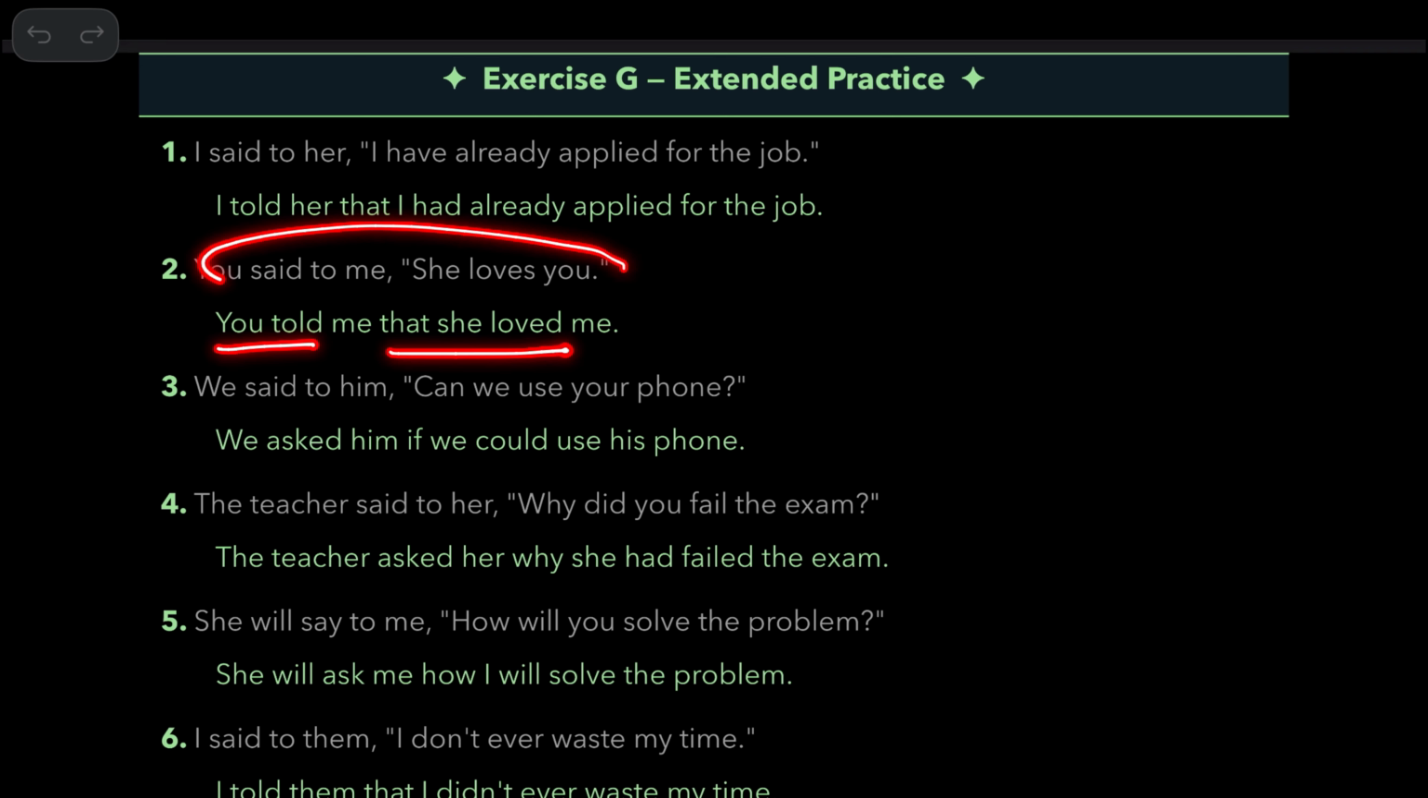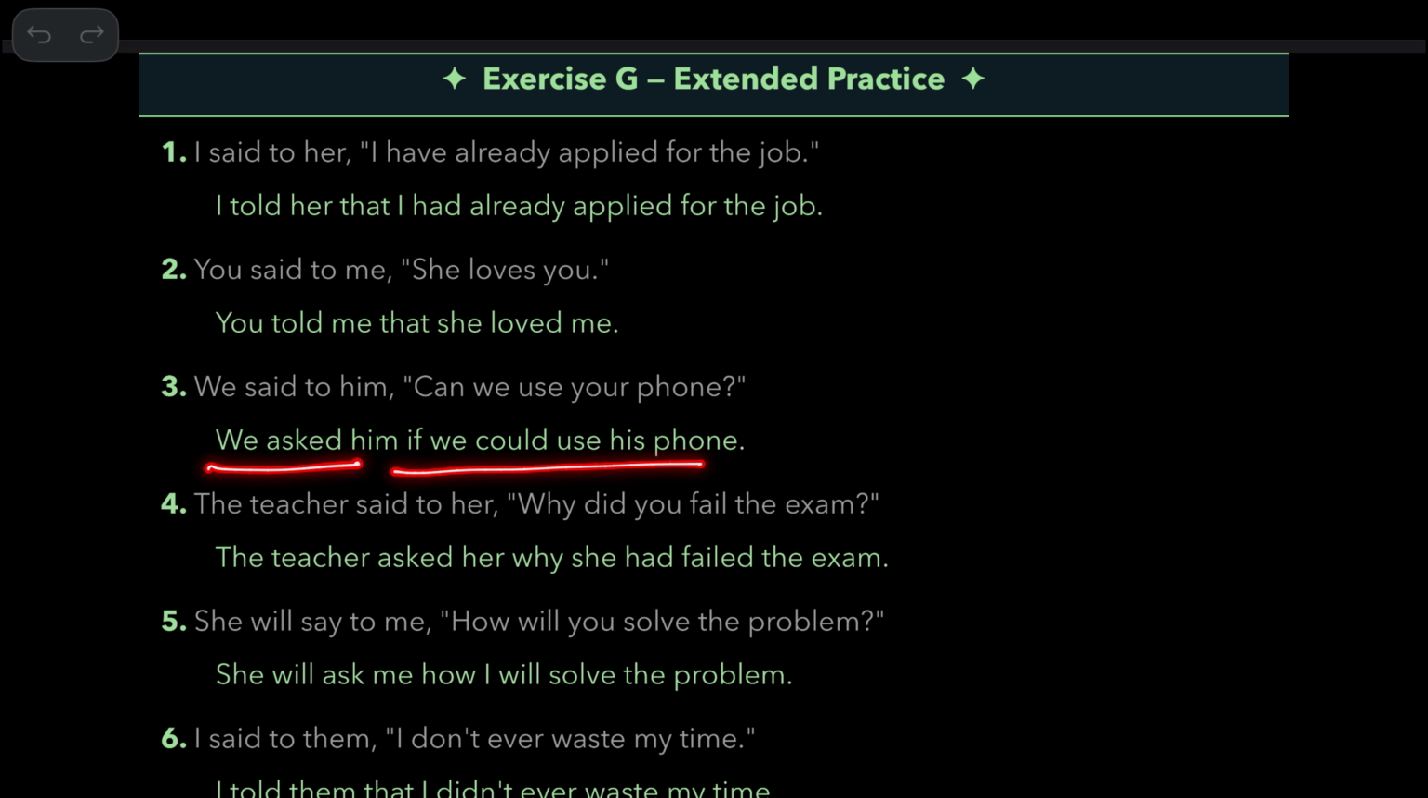So just focus on this. There can be some sort of confusion if you don't pay attention to the pronouns here. We said to him, "Can we use your phone?" We asked him if he could use his phone. The teacher said to her, "Why did you fail the exam?" The teacher asked her why she had failed the exam.